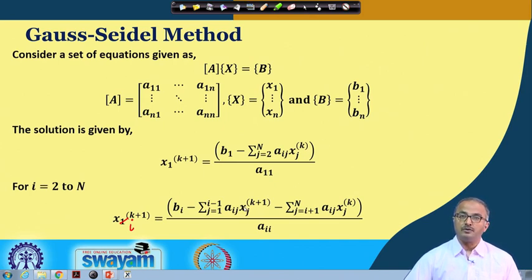Updated values for those which we have already updated, and the previous values for those which are yet to be updated. So we are seeing that for j equal to 1 to i minus 1 we use the updated values, and for j equal to i plus 1 to n we use the previous values. Okay. Now when you are doing this, we are finding that the rate of convergence gets speeded up. Okay. So this is the advantage we are getting with the Gauss-Seidel method.